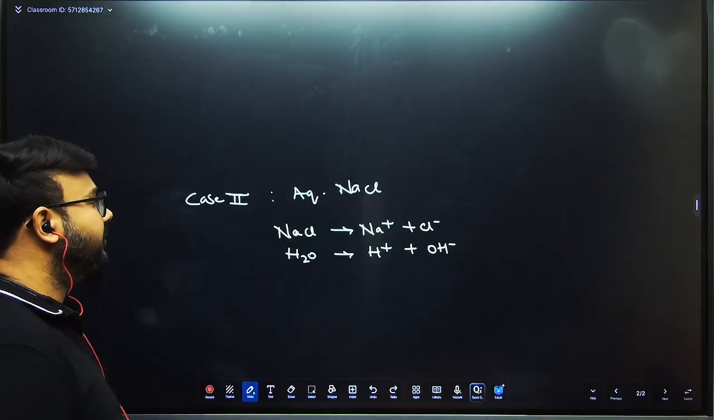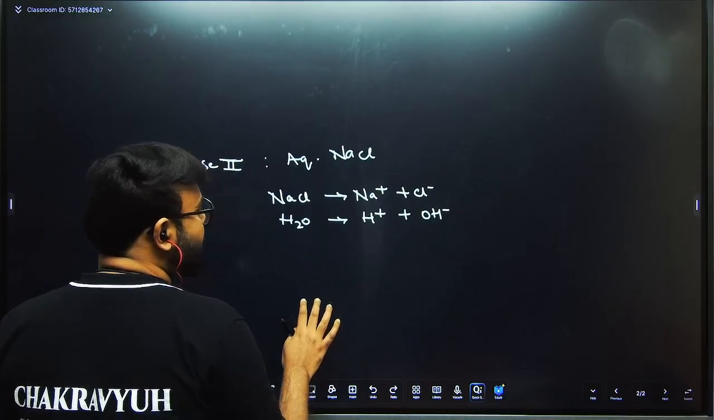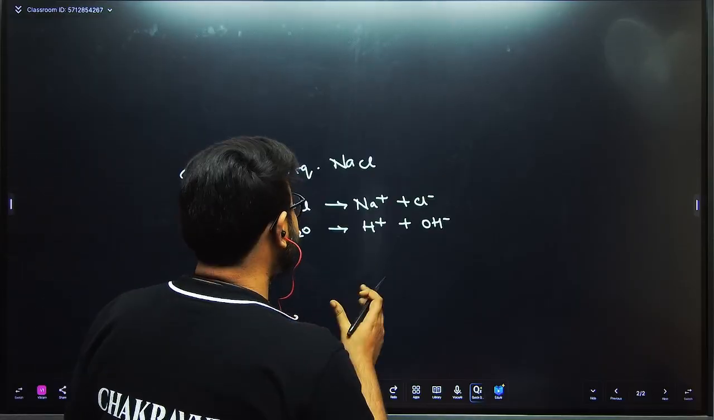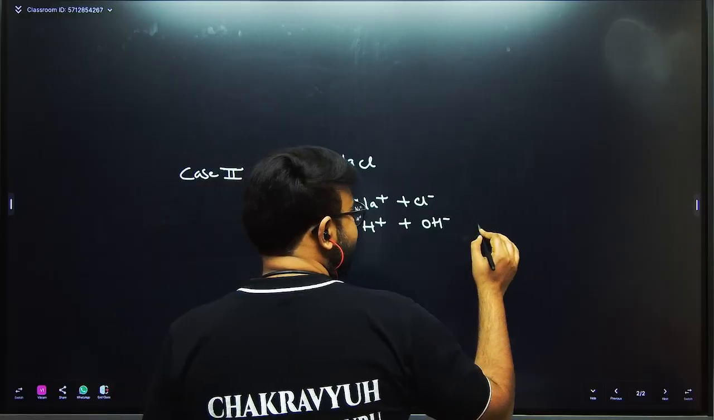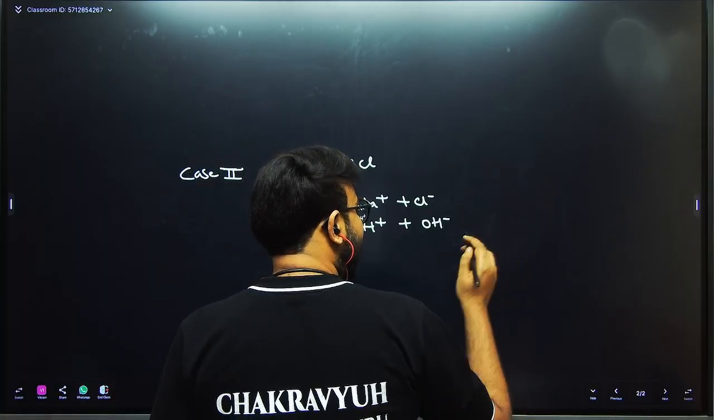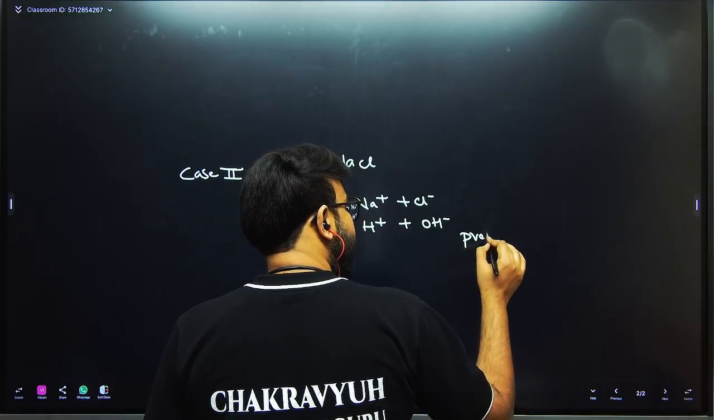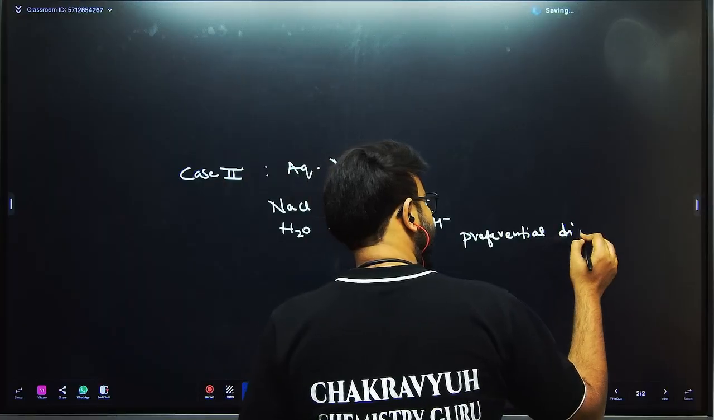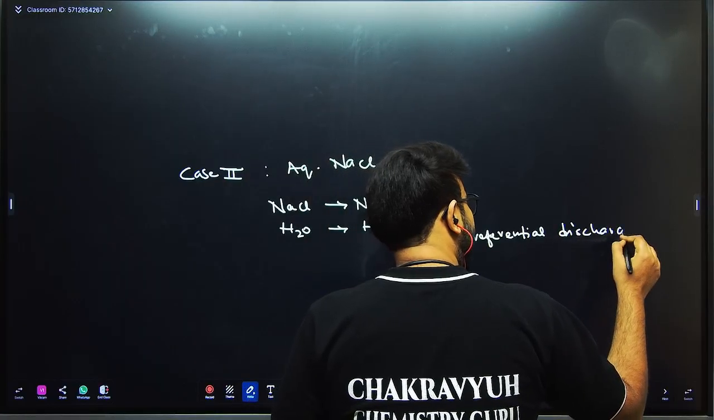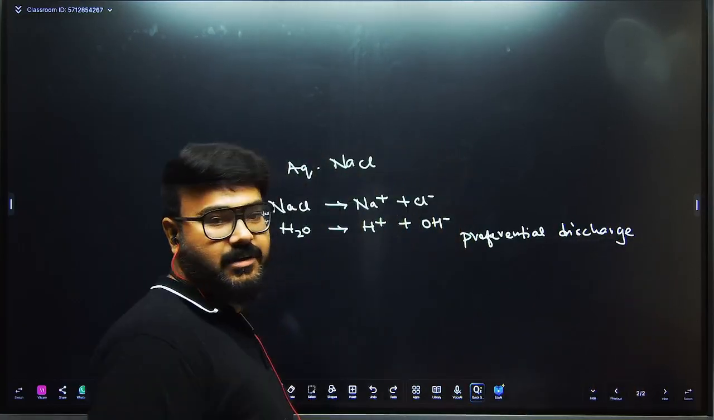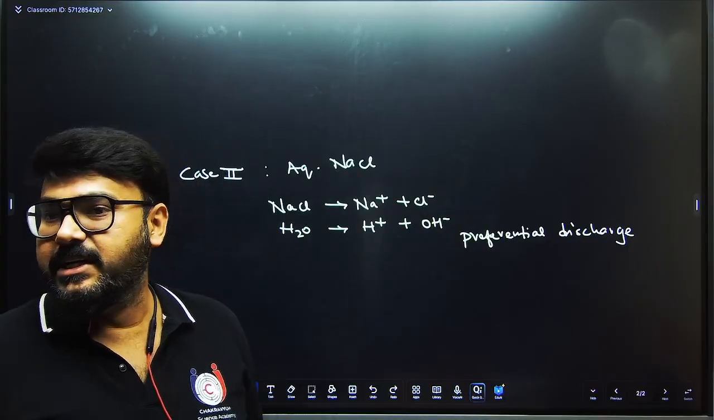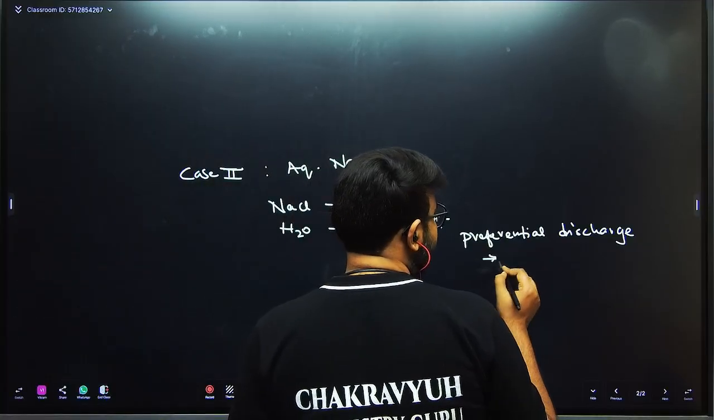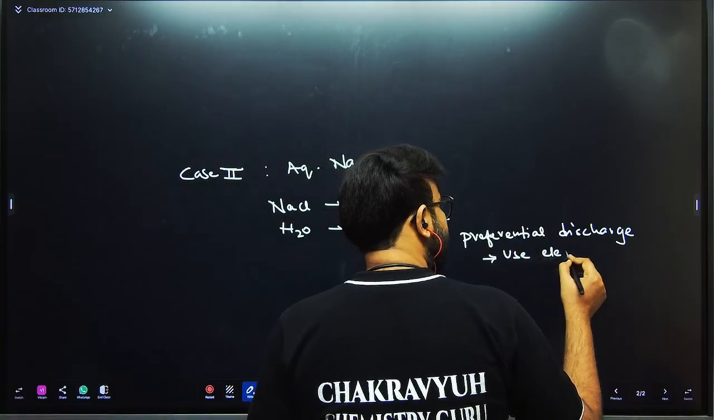Very good, Samanvi. So in that case, we use preferential discharge. So who will guide us for preferential discharge? The electrochemical series. So in order to decide preferential discharge, use the electrochemical series.